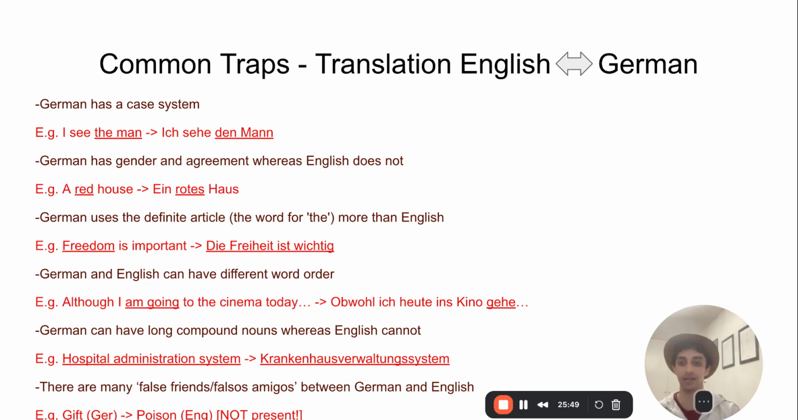And of course, there are many false friends between German and English. One of those, a really famous example, is the word gift in German, which actually means poison in English, not a present or a gift. I'm sure there are many memes and jokes made about that. But watch out for false friends because they are commonly confused.